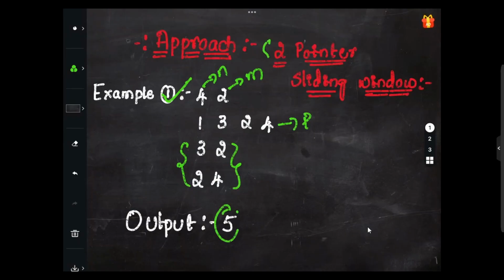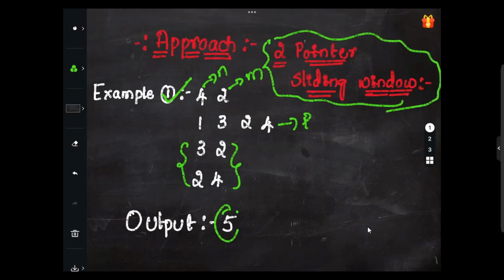We will be making use of two pointers along with a sliding window. Just keep this in mind. This is a pure intervals based question. So we will be using the two pointer sliding window approach. We have already solved many problems using two pointers as well as the sliding window, so we should know how it works.